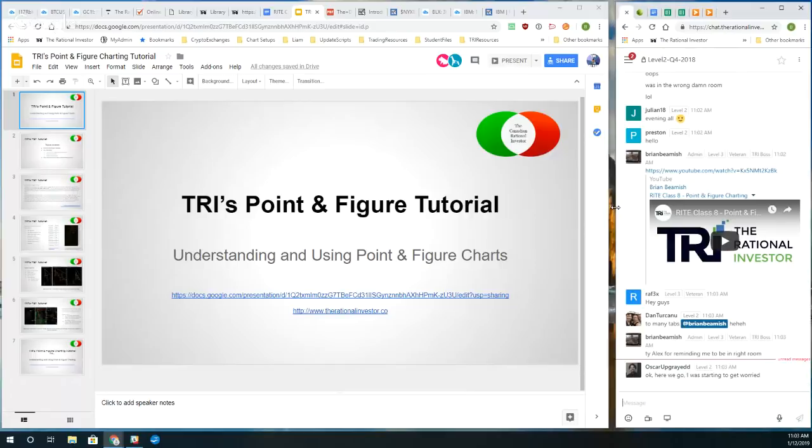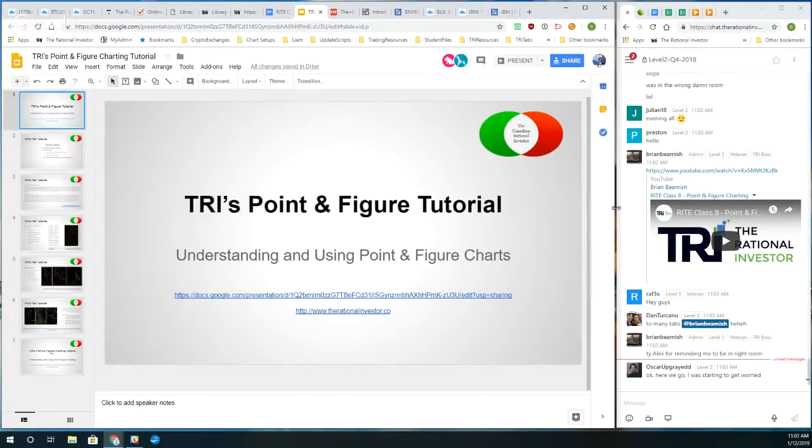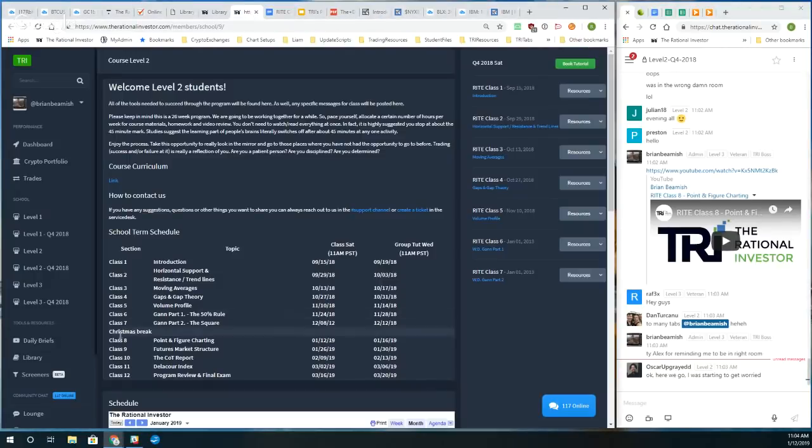Welcome back to class, everybody. This is our level 2 program, our Trader Elite. As you can see on the itinerary, today we are here in week 8.